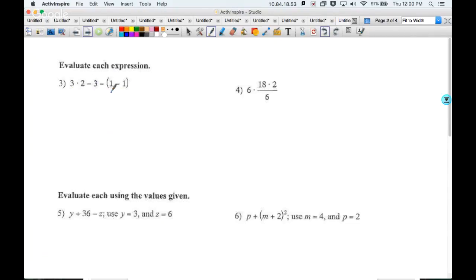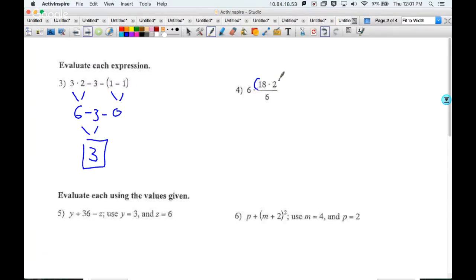When I simplify, I'm going to do what's in the parentheses first. I'm going to combine that 1 minus 1 to be a 0. Then I'm going to do my multiplication. Because it's not associated with this, I can do it at the same time. 3 times 2 becomes 6. So now I've got 6 minus 3 minus 0. And now I just do these steps one at a time. 6 minus 3 is 3. Minus 0 is just still 3. So 3 is our answer.